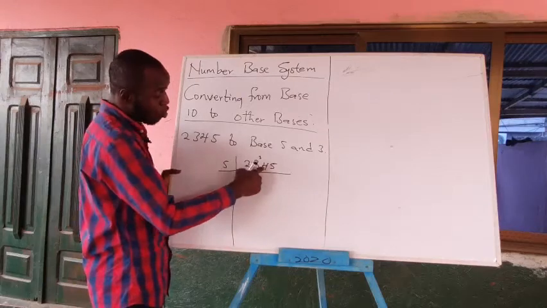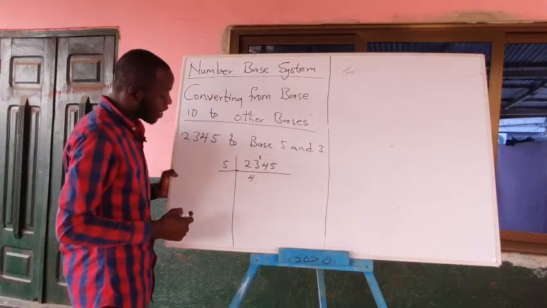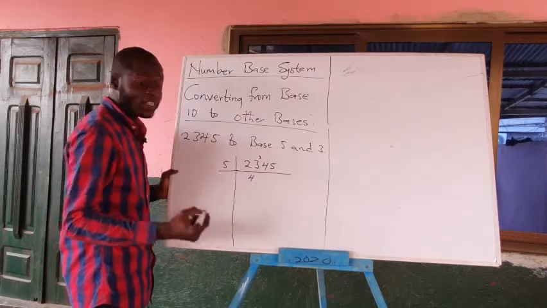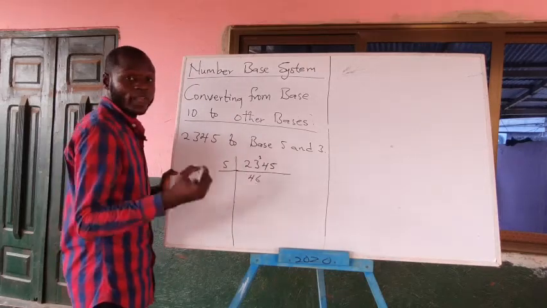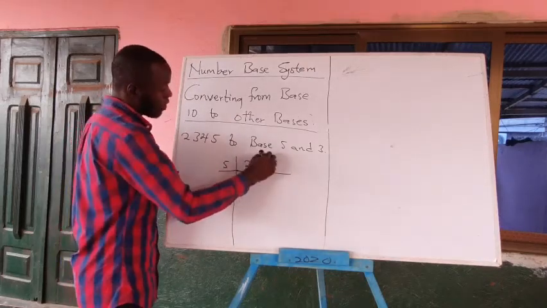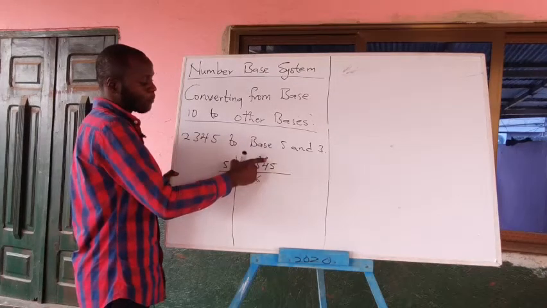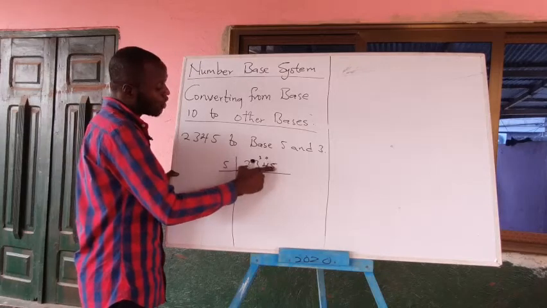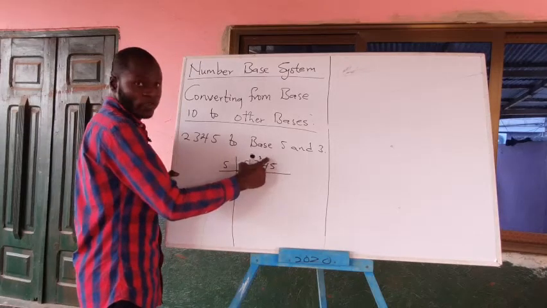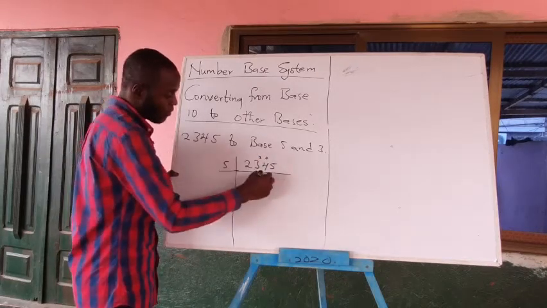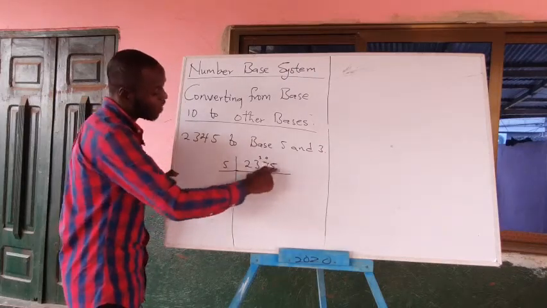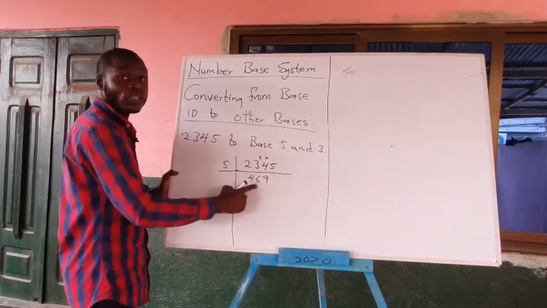If 5 cannot divide the remainder, you take the 4 and add it to the 3, so you get 34. 5 can go into 34 6 times, remainder 4. 5 cannot divide 4 again, so you take the next number, which is 5, and add it to the 4, you get 45. 5 will go into 45 9 times. So when you divide 2345 by 5, you get 469.